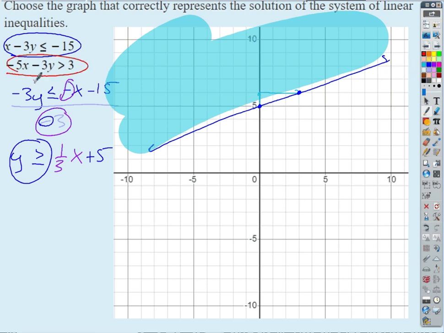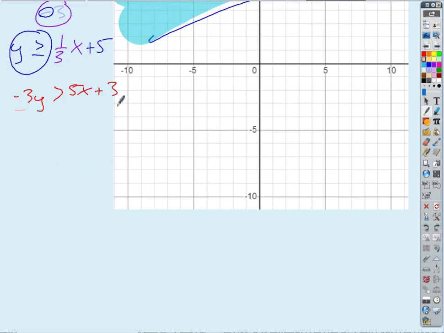Okay, so now what am I going to do here to get the y by itself? Add 5x, good. So I get negative 3y is greater than positive 5x plus 3, right? Divide by negative 3, good. So we get y is greater than, oh, I've got to flip the sign. You're right. Okay, so we've got to flip that around. I get a positive 5 divided by a negative 3, negative 5/3. Positive 3 divided by negative 3, negative 1.